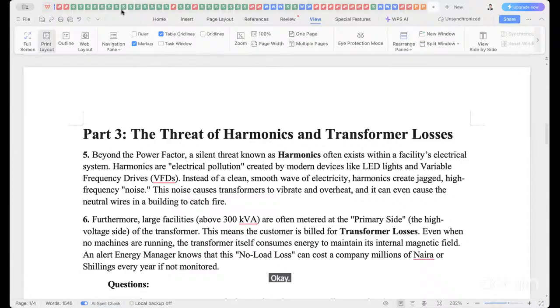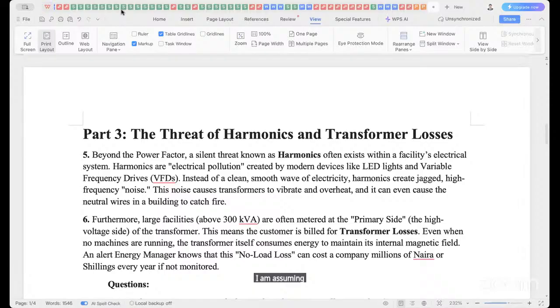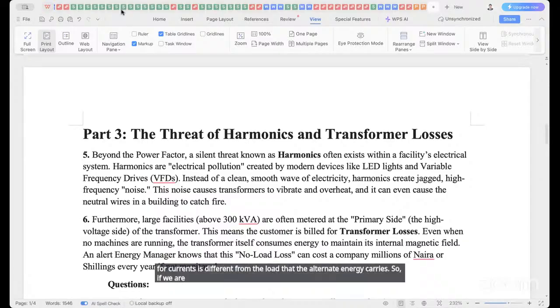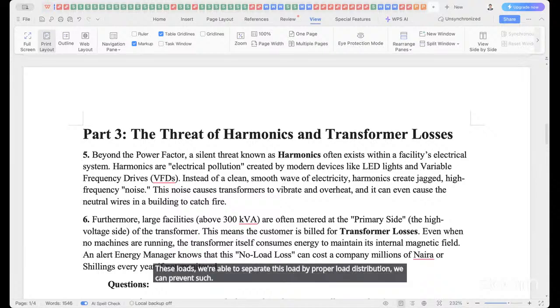So this is my opinion. How I think this can be done is by load distribution. I am assuming that the load that the grid carries is different from the load that the alternate energy carries. So if we are able to separate these loads by proper load distribution, we can prevent surge.